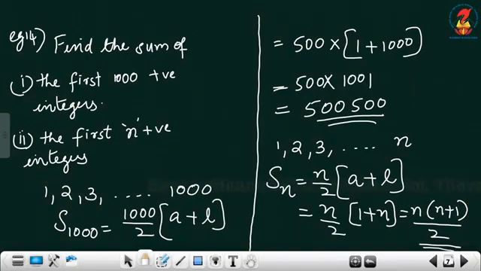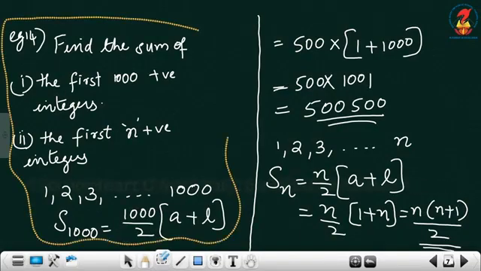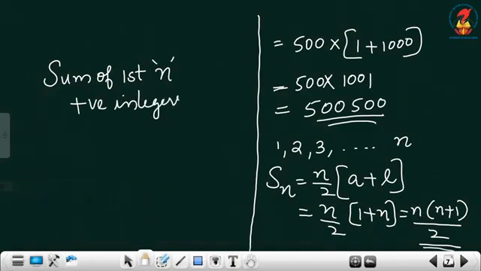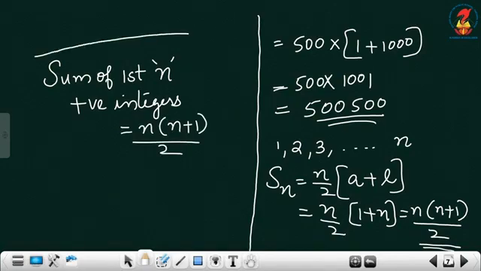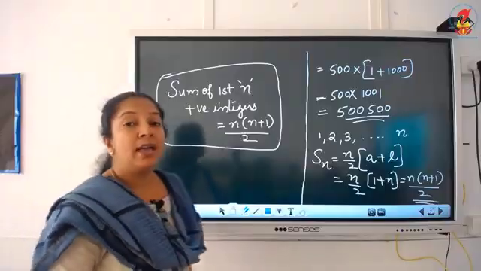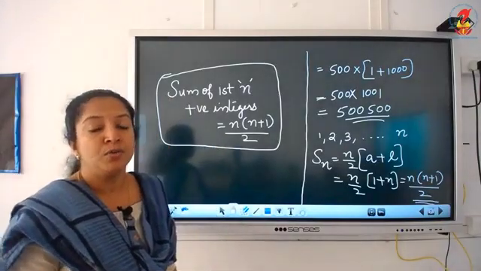So write this. Sum of first n positive integers is equal to n into n plus 1 by 2. Sum of first n positive integers is equal to n into n plus 1 by 2, which you have to learn by heart.